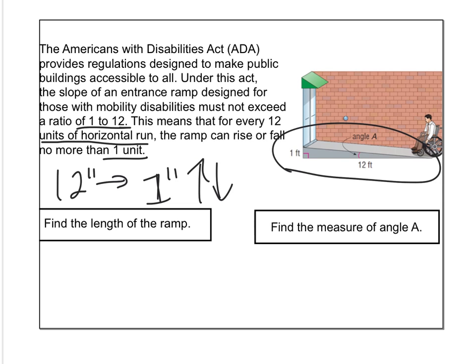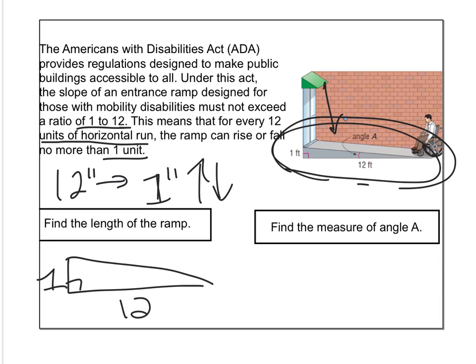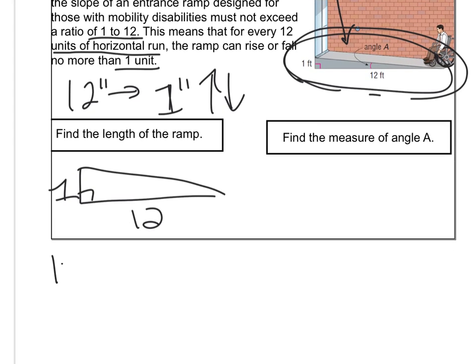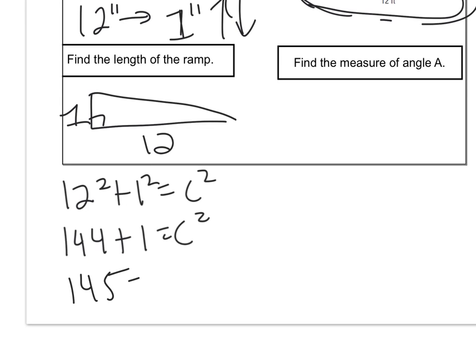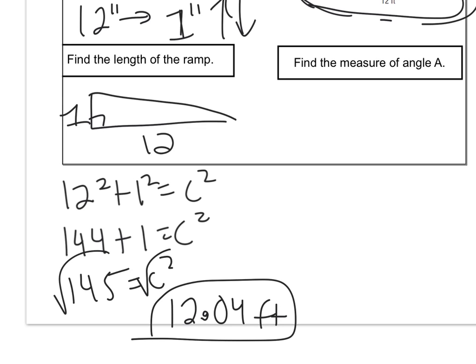So if I take a look here, I've got this ramp that's 12 feet by 1 foot. I'm trying to figure out the actual length of the ramp. Well, that's nothing more than good old Pythagorean theorem, where I just go 12 squared plus 1 squared equals c squared. So it's 144 plus 1, that's going to be 145. To solve, I take the square root, and the square root of 145 is 12.04 feet. So slightly more than 12 feet.